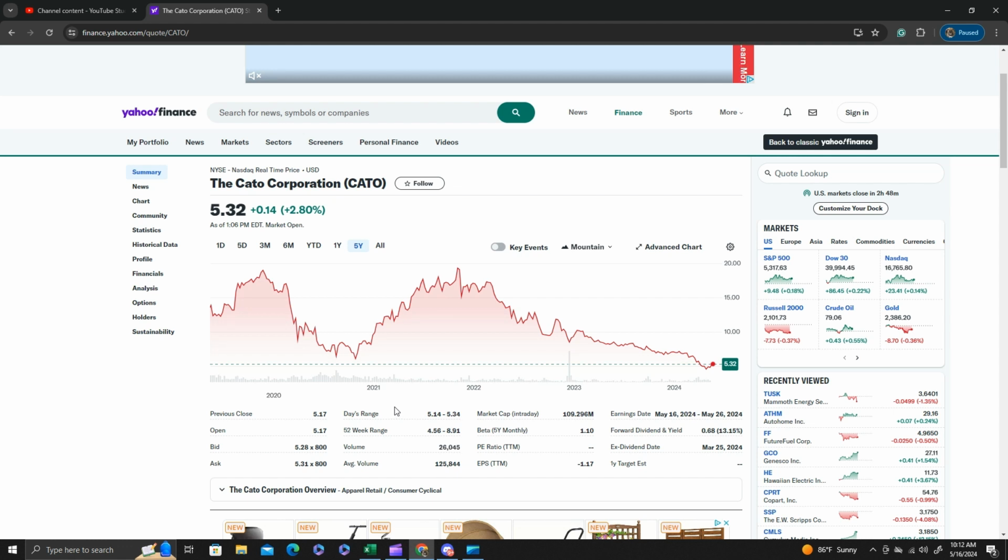Guys, this will be my third stock analysis, and like I said yesterday, the next stock we're going to be looking at is the Cato Corporation, ticker symbol CATO. It's a $109 million market cap. It does pay a huge dividend. I honestly think they'll get rid of it. I mean, they could keep paying it, but I think they will. All right, guys, let's get right into the video.